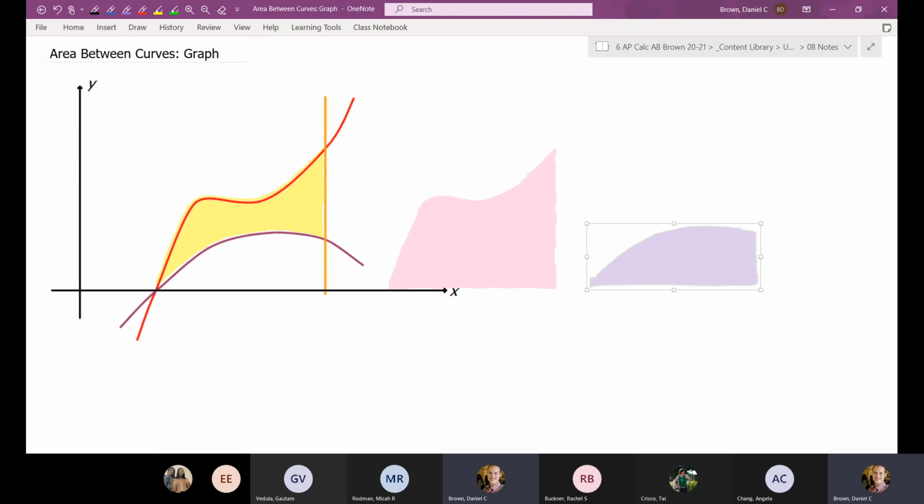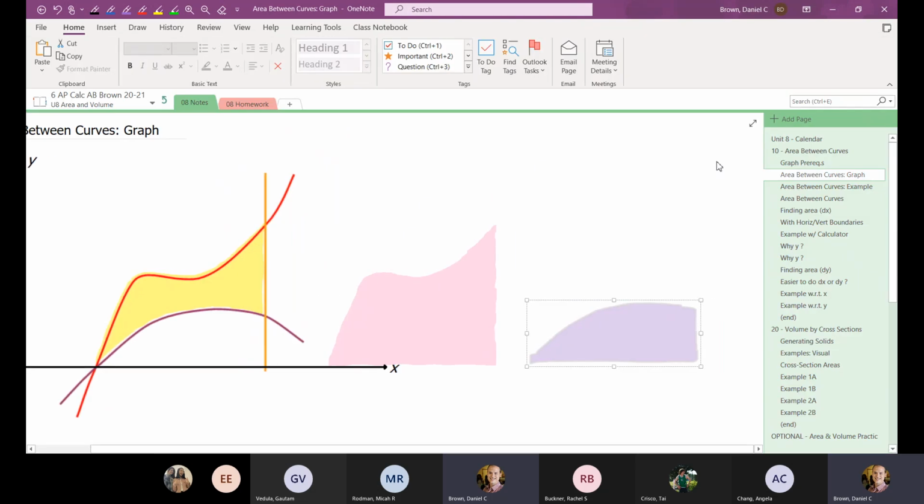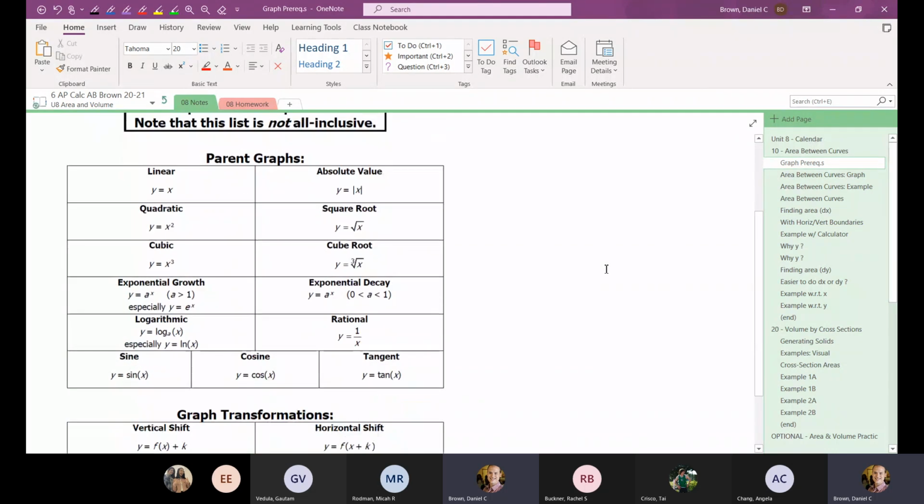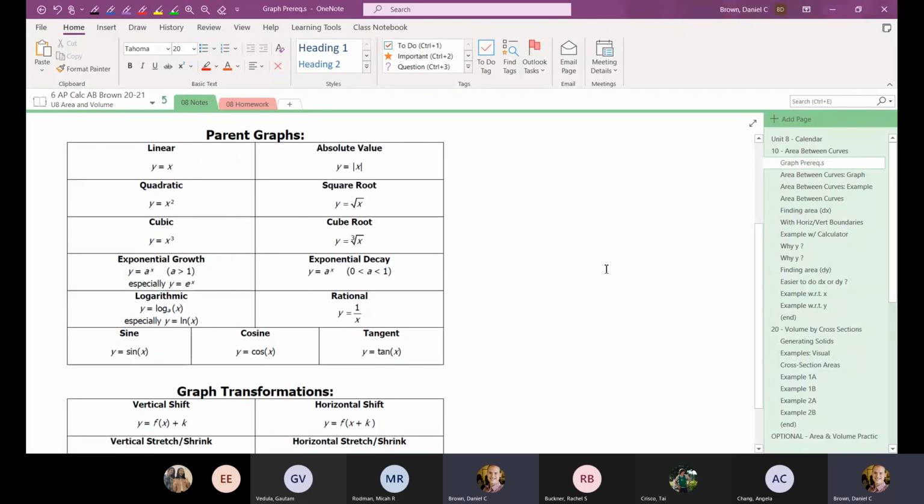What's going to be important in this unit, we will do half of it with a calculator, half of it without a calculator. When we do problems without a calculator, sometimes they will give you the graph, sometimes they won't. At the top of the notes, you'll see this graph prereqs page. This is basically all the graphs any student in AP Calculus should already know how to do. So it's your basic parent functions, the linear function, the quadratic one, the cubic one, the radical function, and then transformations of them. Anything that's a very basic graph, you should know how to graph without a calculator.